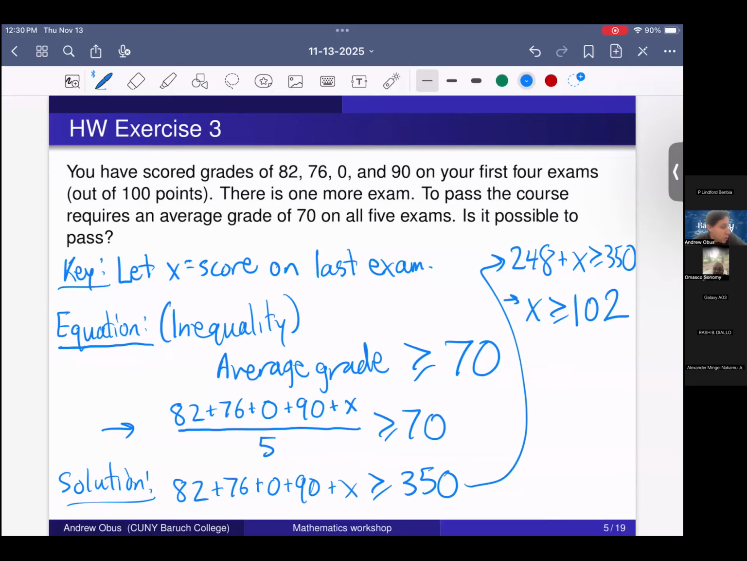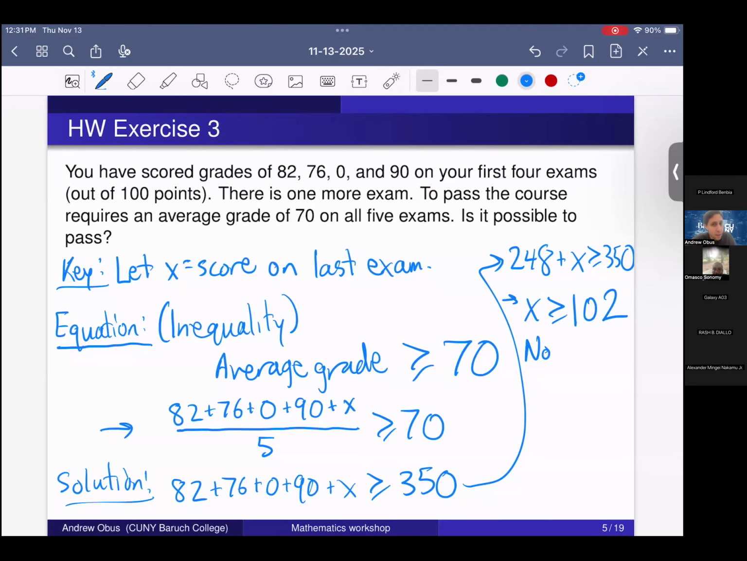Assuming there's not any extra credit, and the question doesn't say there is, right? Every exam is out of 100 points. That means in order to pass the class, at least officially, you would need to score at least 102 points on the last exam, and that's not possible, right? Not possible, because X can be at most 100.